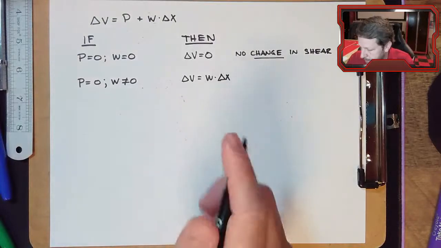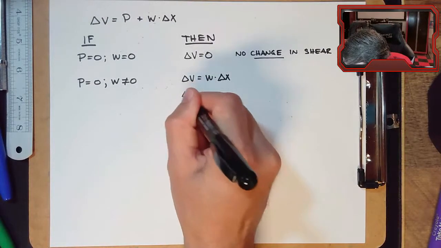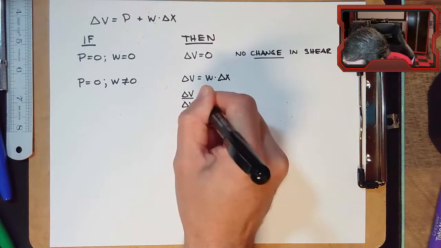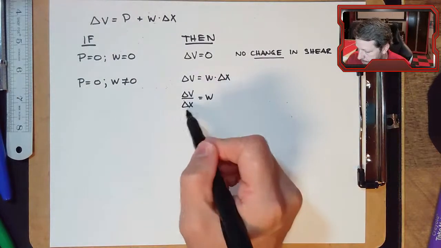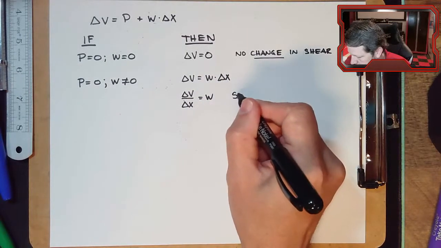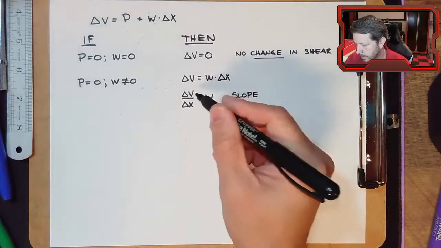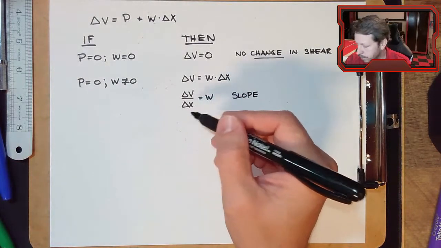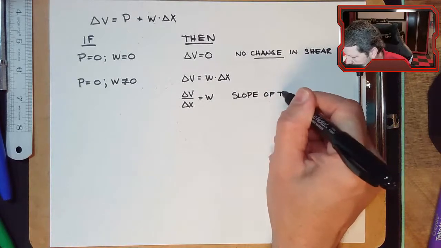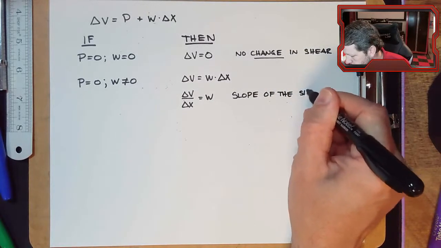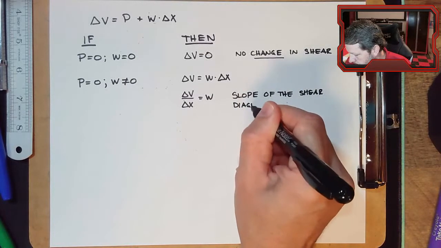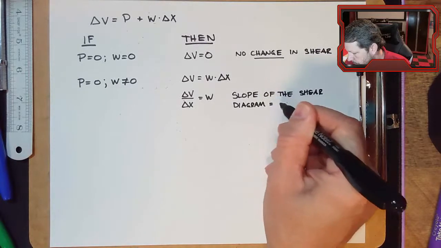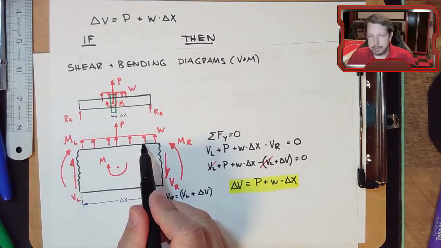You can also rewrite this as delta V over delta X equals W, just moving the delta X over, dividing it through both sides. This term is the slope, dy over dx type of thing. So the slope of the shear diagram equals W. So W is going to be things like 10 pounds per foot.